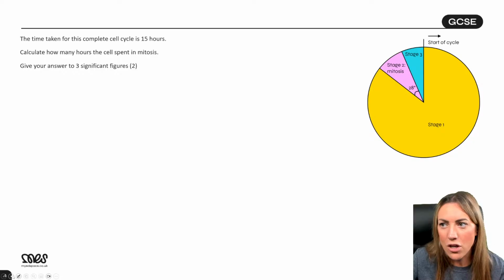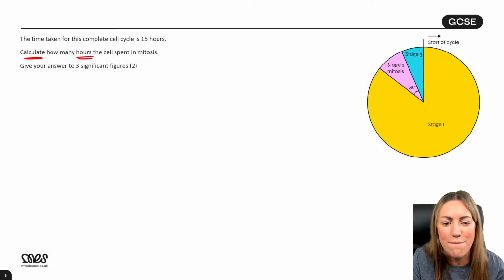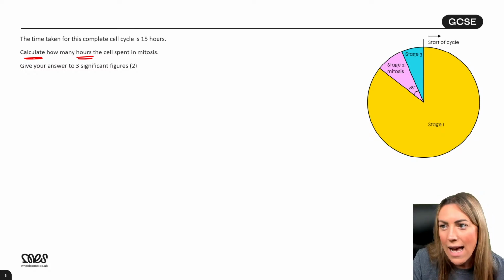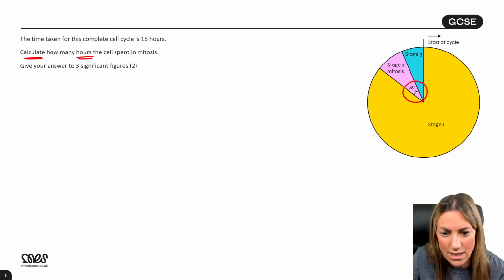The time taken for a complete cell cycle is 15 hours. Calculate how many hours, and we've got the command word calculate. So immediately we know we're using our calculator. It's a maths question. How many hours did the cell spend in mitosis? And give your answer to 3 significant figures. If you have a look, mitosis is 28 degrees.